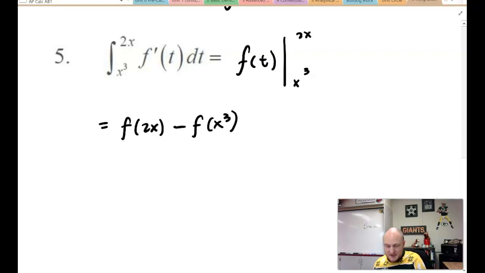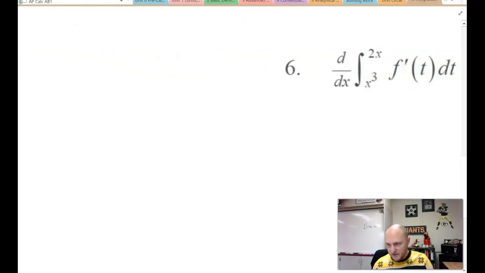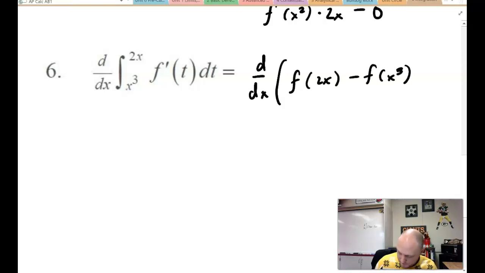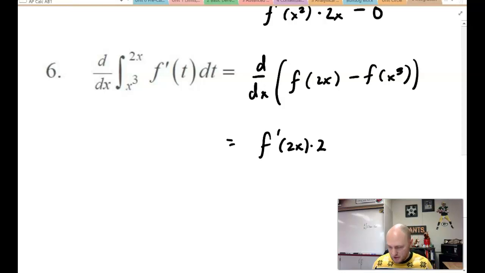So how does this tie into the second fundamental theorem of calculus? Let's take the derivative of that. I now want to take the derivative d dx of f of 2x minus f of x cubed. When I take the derivative of this, I get f prime of 2x, times 2, the derivative of that inside function, minus the derivative of f of x cubed, which is f prime of x cubed, times the derivative of x cubed, which is 3x squared.